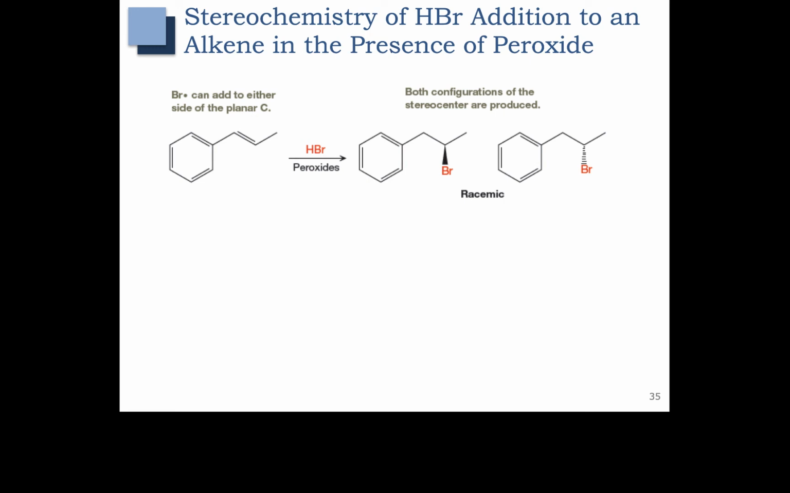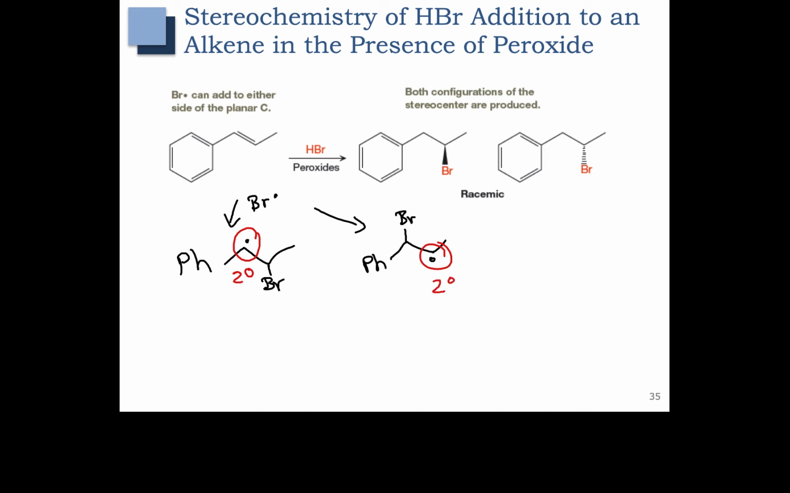Once bromine radical is formed, it can react with a double bond to form either this radical on the left or this radical on the right. So you see that in both of these cases we have a secondary radical, and the one that's preferred is the one that's stabilized by the benzene ring. So this is the one that leads to the products shown.